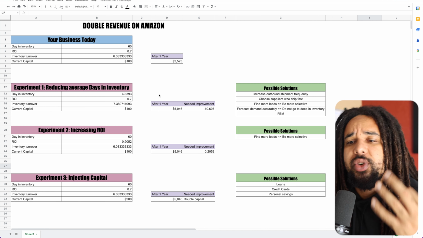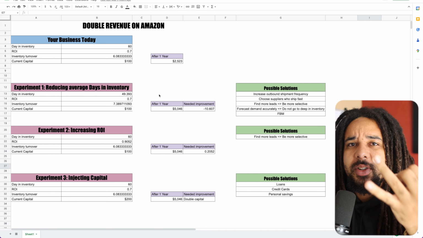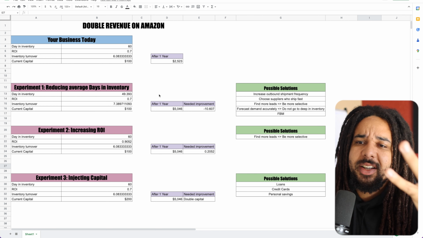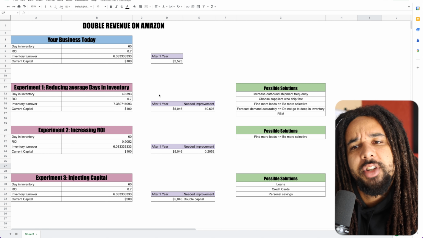As I told you, there's three levels. So there's money, injecting capital. Then there's the average return on investment of each of your items. And then there's the average day in inventory. So let's just look now at the first.